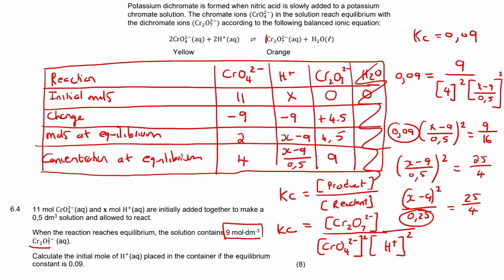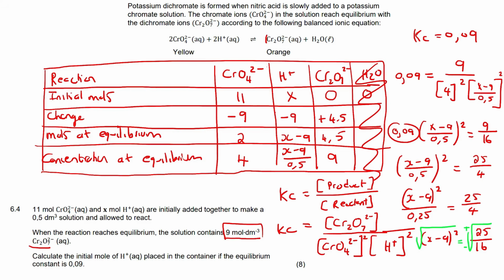I'm then going to multiply this up to that side, so it ends up becoming (x minus 9) squared equals 25 over 4 times 0.25, and that gives us 25 over 16. All right, starting to look quite nice. I'm now going to take a square root on both sides. Remember that gives us a plus minus over here.